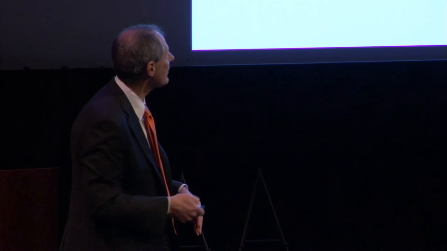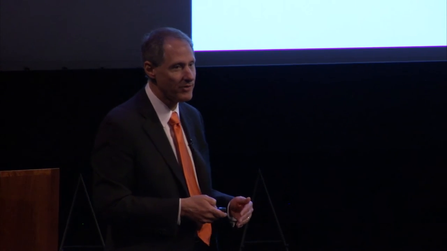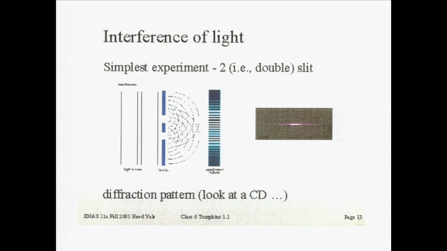Okay, so let's start now with the first part, which is particle-wave duality. The simplest experiment is just a classical one, which is to look at some light waves. You have a double slit, that is a barrier with two holes in it. The waves then interfere and give you a diffraction pattern. This is what it looks like: dark bands and light bands.